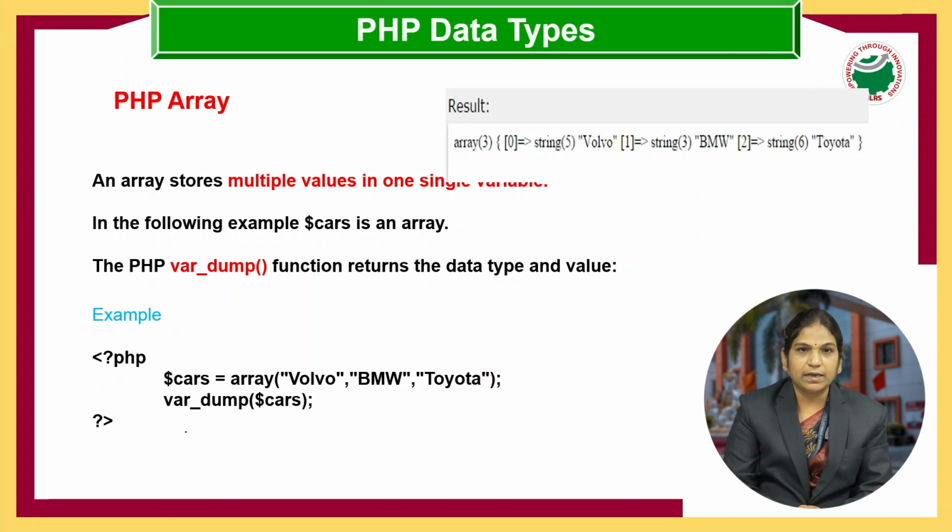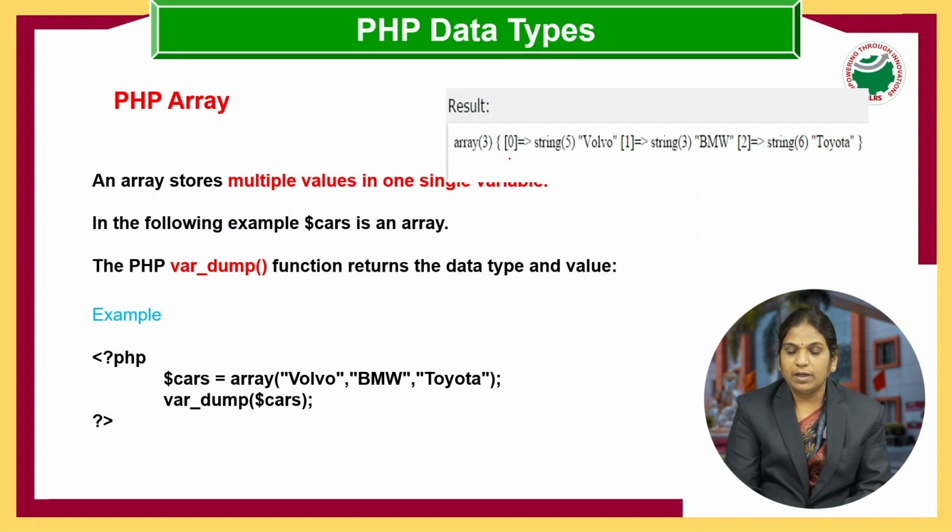So var_dump($cars). var_dump returns the data type. What is the data type? Array will be displayed as the output. And what are the values present inside this? Volvo, BMW and Toyota, along with their index numbers and the number of characters in each word, it is going to give as the output. So in the output, what has it given? Array of 3, meaning it is containing 3 values.